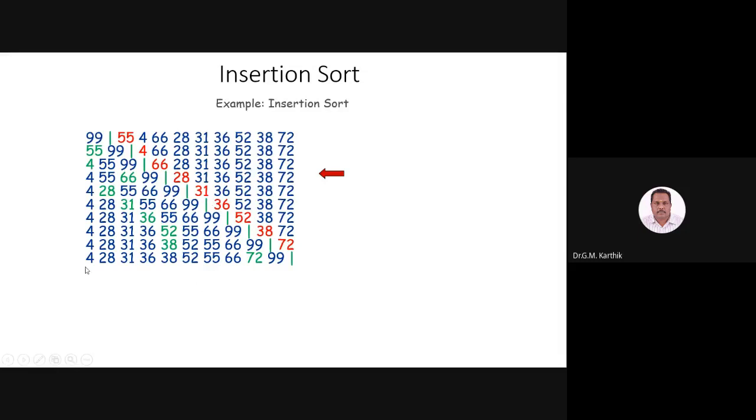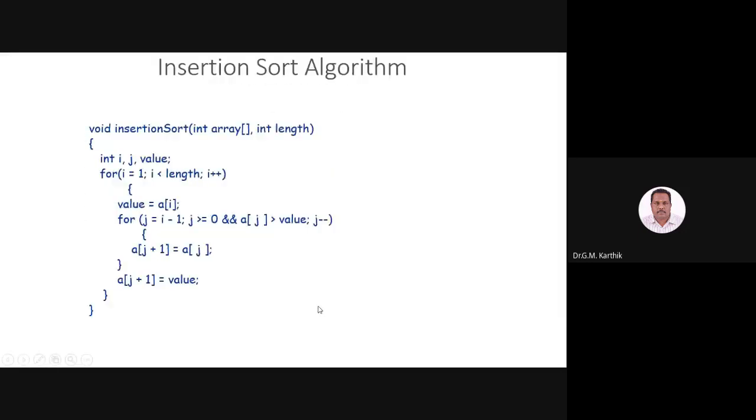And finally, when the I loop iteration completes, you will have a sorted list for the insertion sort. So this is the coding. So you can see this I works only with the sorted elements, and J will be working with the unsorted elements.